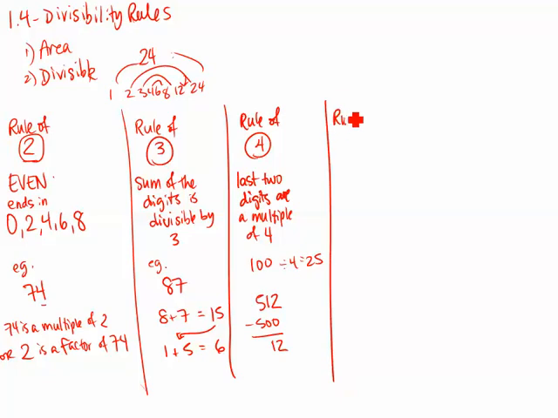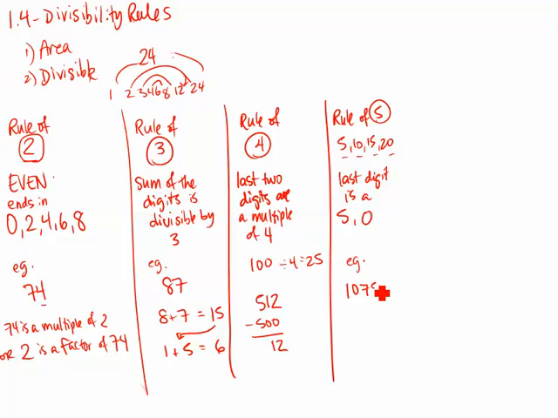Rule of 5 is pretty simple because if we look at the skip counts of 5, we get 5, 10, 15, 20, and we see a pattern in the last digits here. So if the last digit is a 5 or a 0, then that number is also a multiple of 5. So for example, the number 1075 is a multiple of 5 because I know that the last digit's a 5 or a 0, which will make it a multiple of 5.